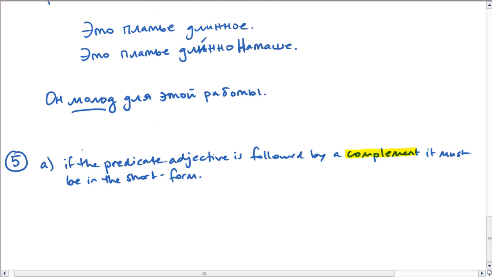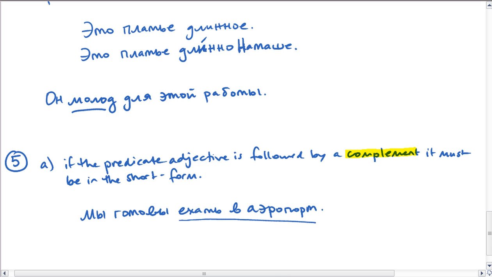So, for example, мы готовы ехать в аэропорт. Right? So here's our complement. And because it's following the predicate adjective, it's got to be in the short form, which it is.